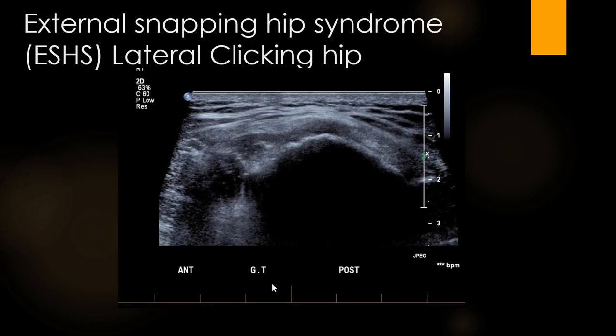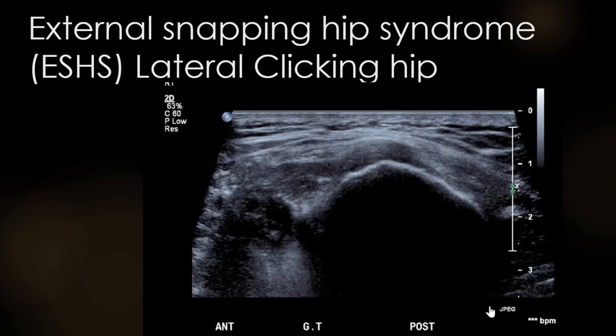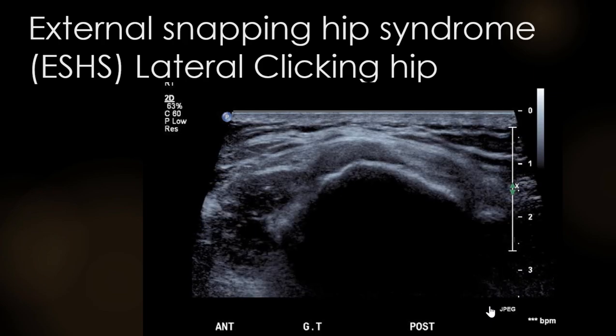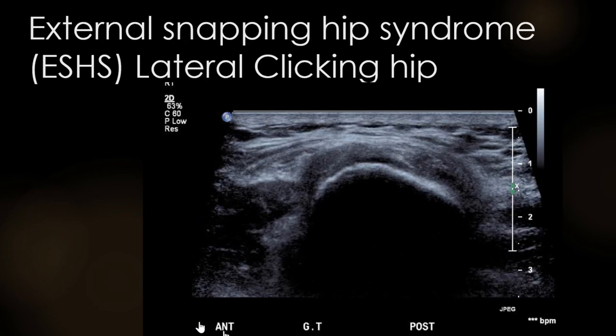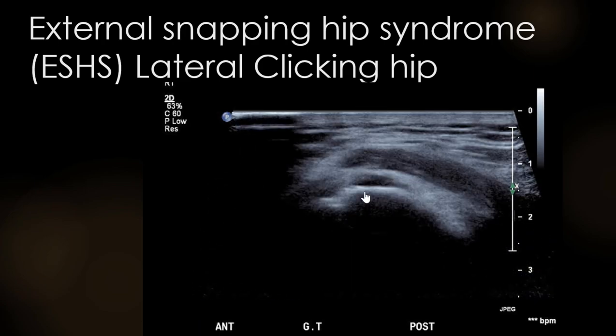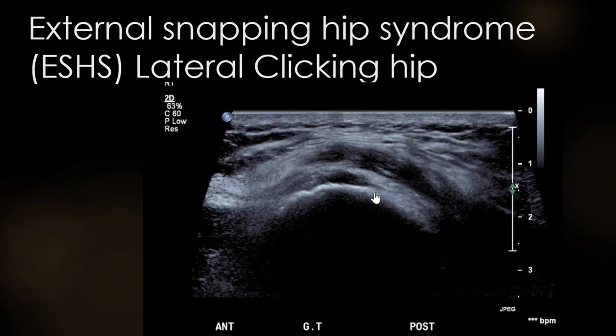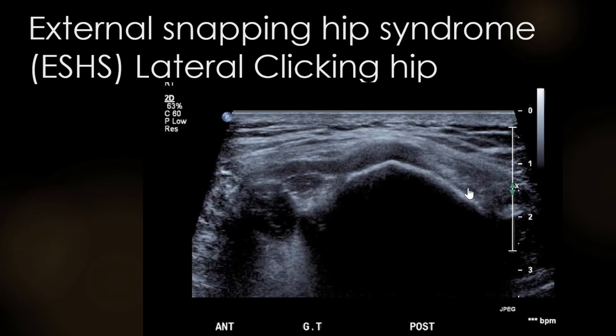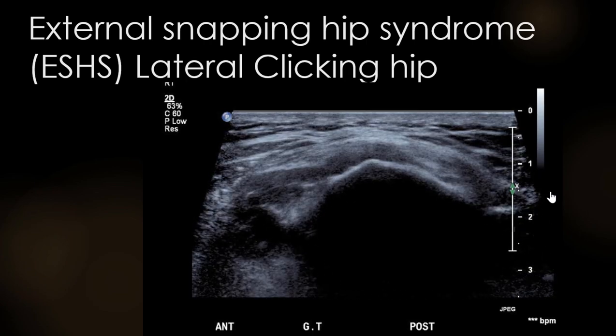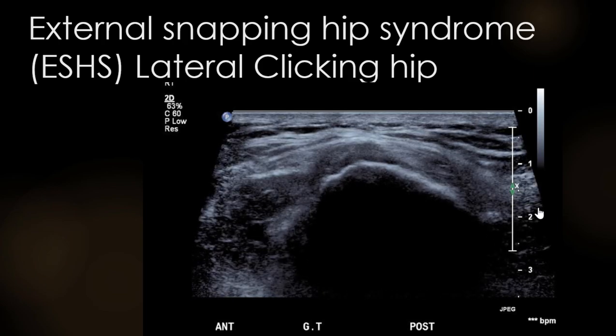Okay, so here's our symptomatic patient. This is a case of external snapping hip syndrome, or lateral clicking hip. We'll go through the landmarks where anteriorly we're seeing the anterior facet, then the lateral facet. This is where minimus inserts, this is where medius inserts. The glute max would be over this part of the image.